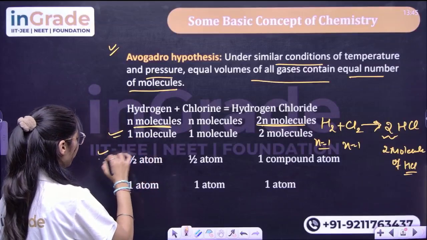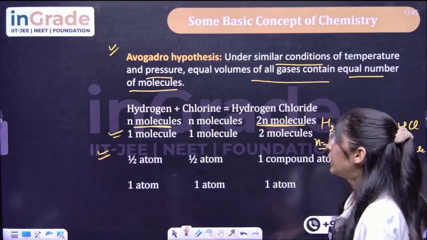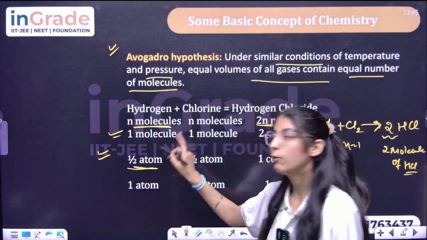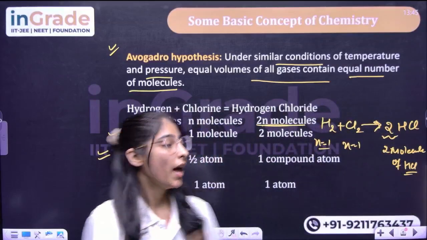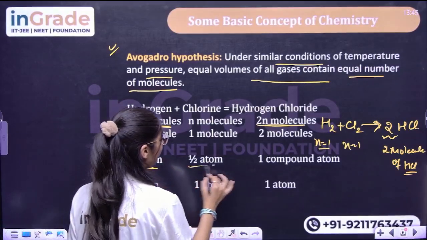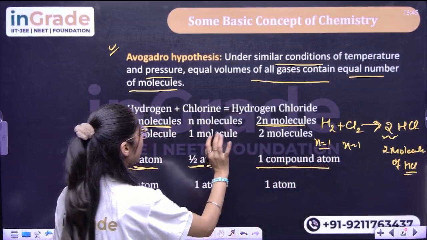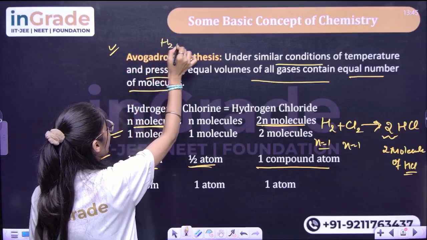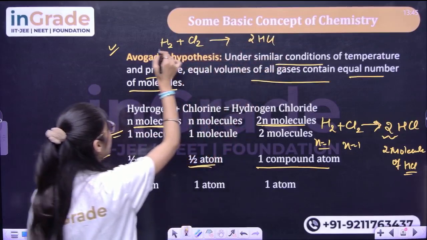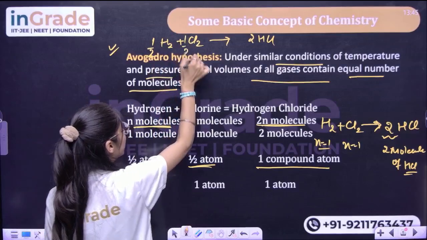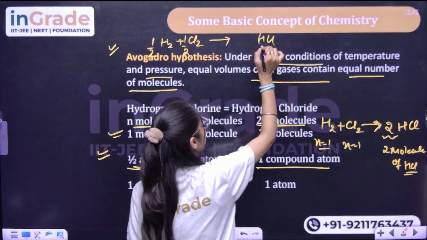If we are saying it in terms of atoms, then how are we going to represent it? It says that if half an atom of hydrogen, we are talking here about atoms, not molecules, is reacting with half an atom of chlorine, then it will give us one compound of HCl. I am writing it here like this: H2 plus Cl2 giving us 2 HCl. So if I am saying half, it is simply represented like this, and we will get one compound of HCl.